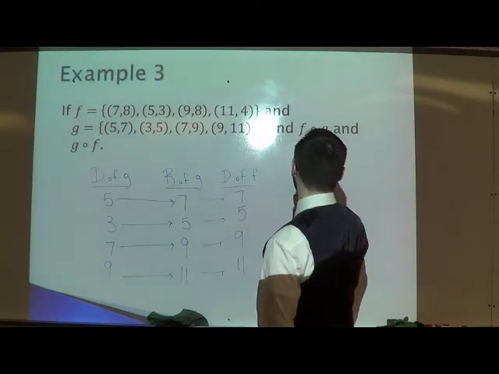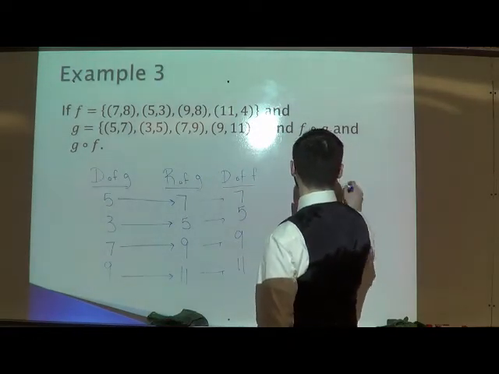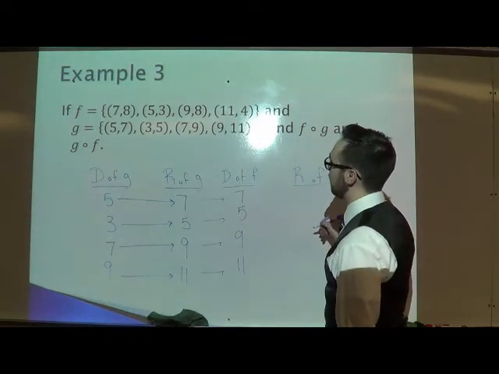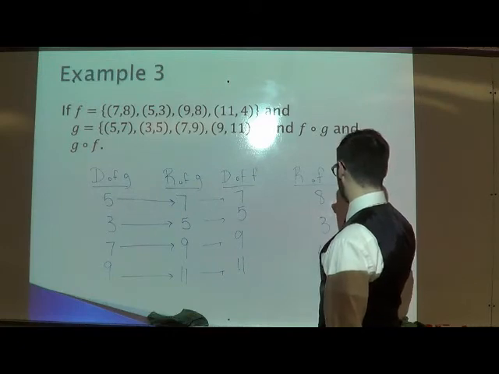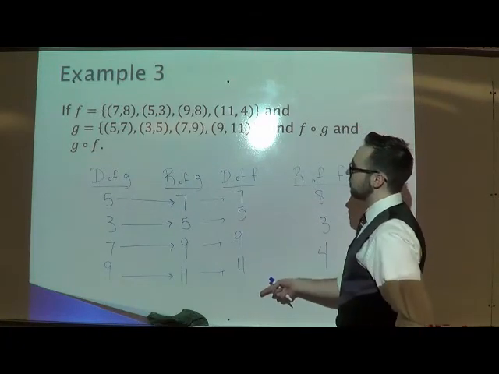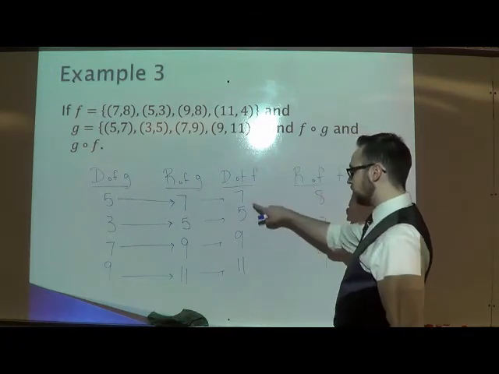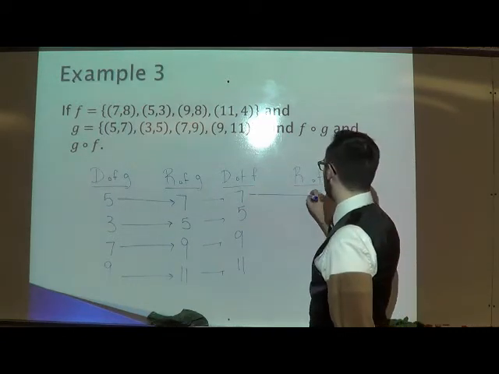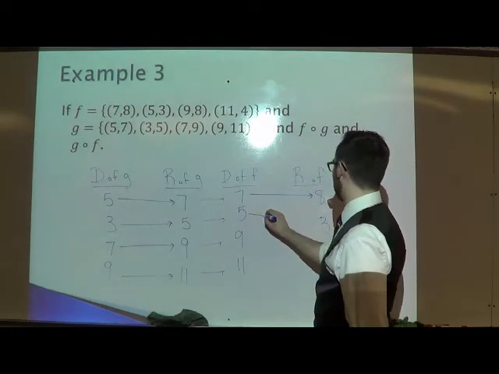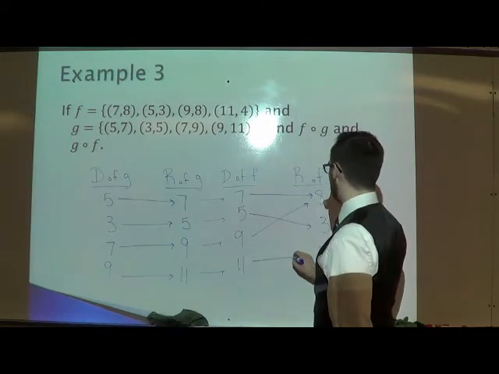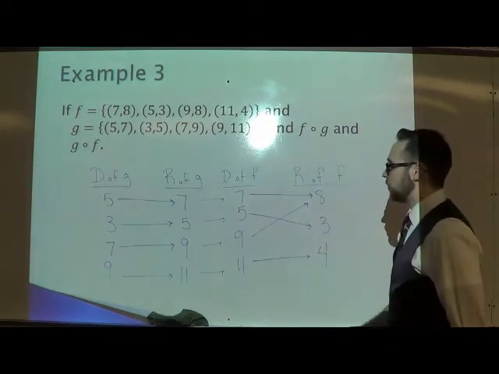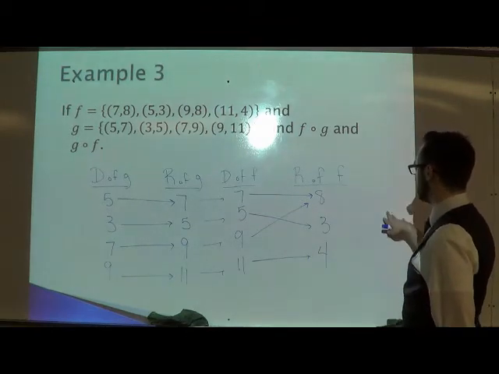So this is continuing over, and then we look at the range of f. So now my range of f is 8, 3, the 8 repeats, and 4. So then in the domain of f, we have 7 points to the 8, 5 points to the 3, 9 also points to the 8, and 11 points to the 4. So we follow our paths, and those are our new answers.